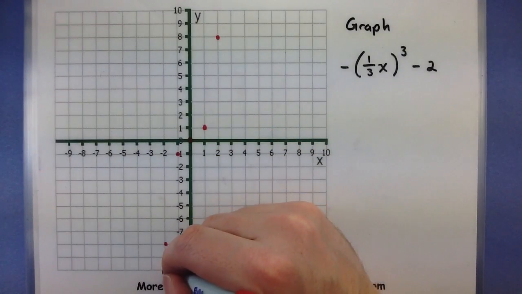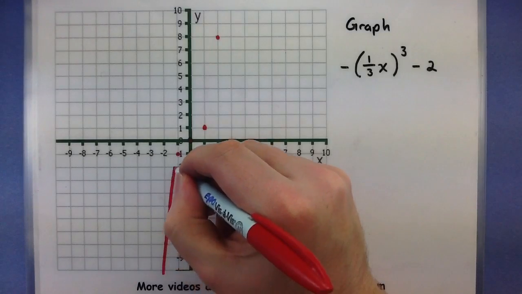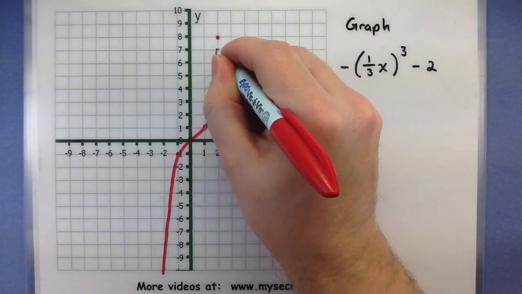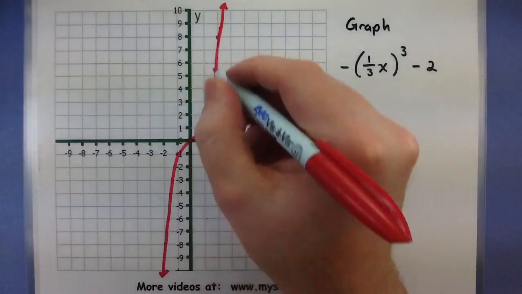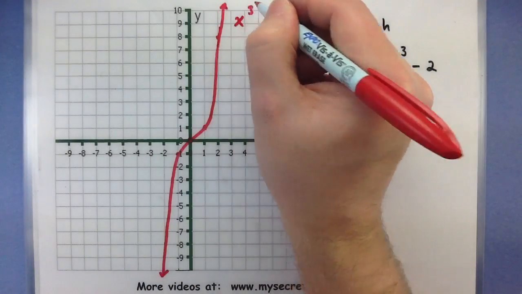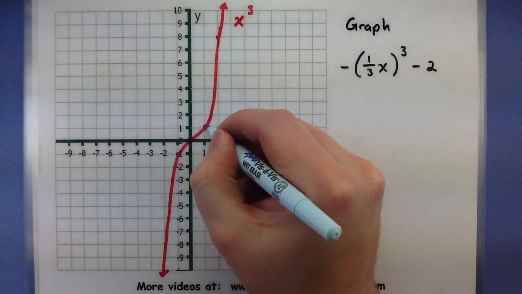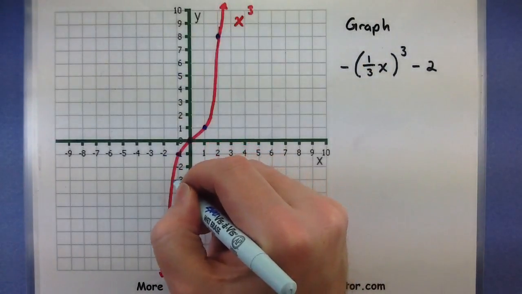So the original function has this nice S shape to it. Looks something like that. Mark that out as x cubed. Perfect. Alright, some key points that I want to keep track of here. Let's see, I know it goes through 0, 0, 1, 1, and this 2, 8. Those are probably some good spots to keep track of.